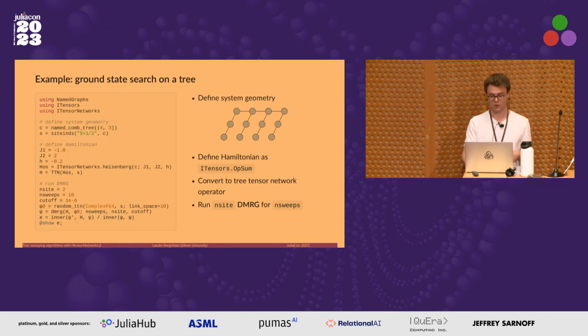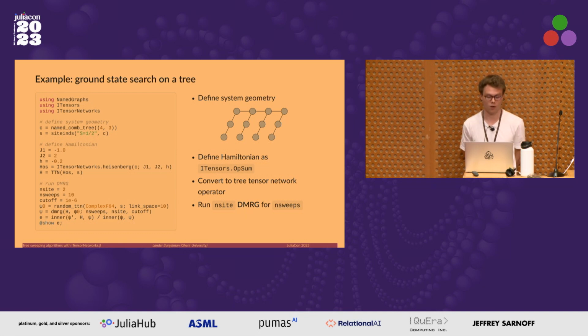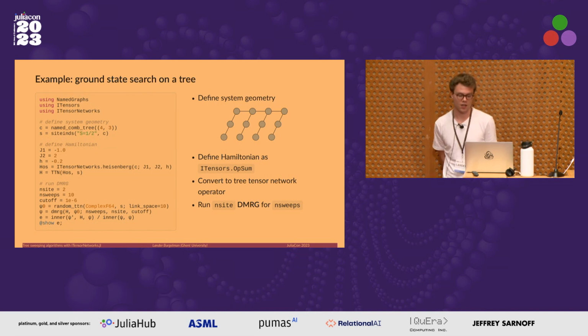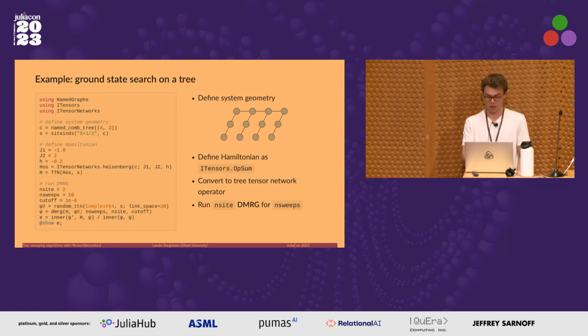All right, so if I want to demonstrate this interface, let's just dive in with an example. What I'm doing on the left-hand side here is just finding the ground state energy of some spin model on some nice tree using DMRG. So how do you run DMRG on a tree? It's not very hard. There's a few steps.